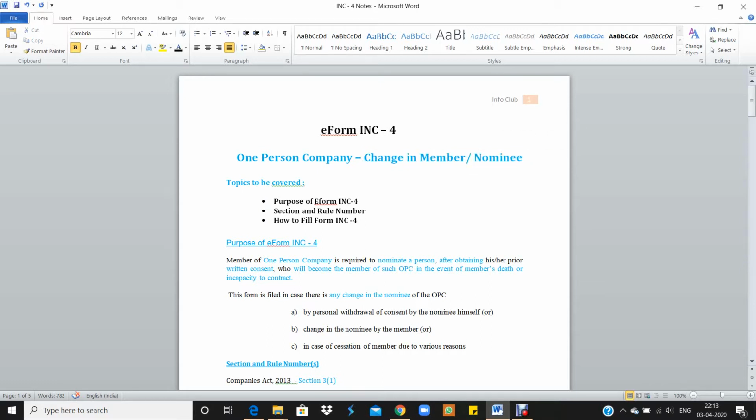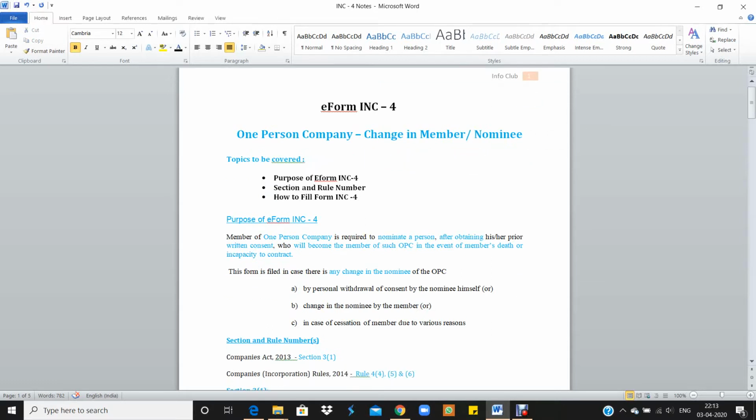Okay. In today's discussion we are going to cover what is the purpose of eForm INC4, what are the section and rule numbers that define INC4, and how to fill the form INC4. Before going to the purpose of eForm INC4, let us see what are the sections and rules that cover form INC4.